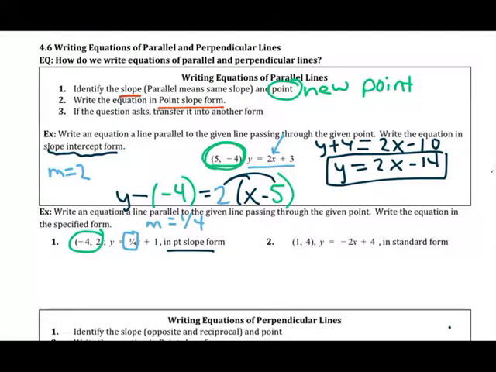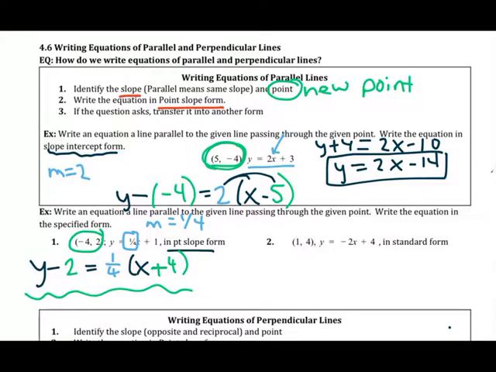So the only thing I need from this equation is the slope, which is 1/4. I'm going to write y minus the y value of the point that they gave me, which is 2, equals my slope, which is 1/4, times x minus the x value that they gave me, x minus -4. This is going to become x plus 4. And you can stop right here because the directions simply said to write the equation in point-slope form.